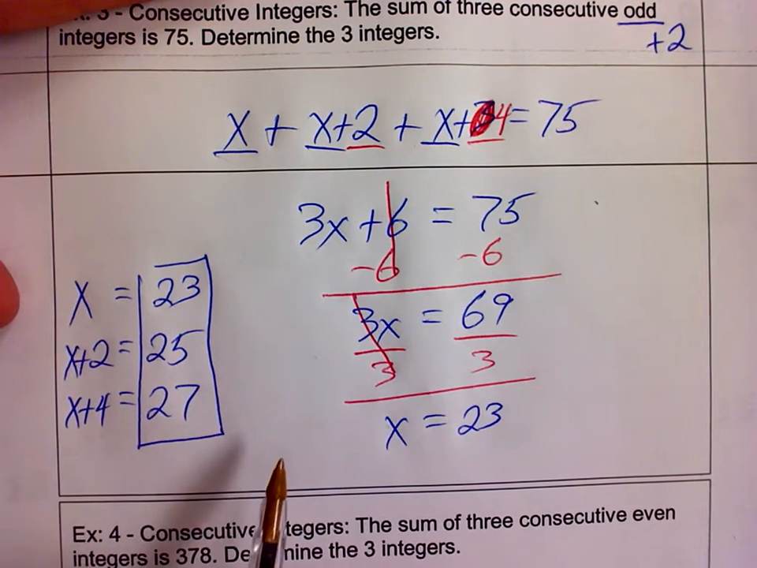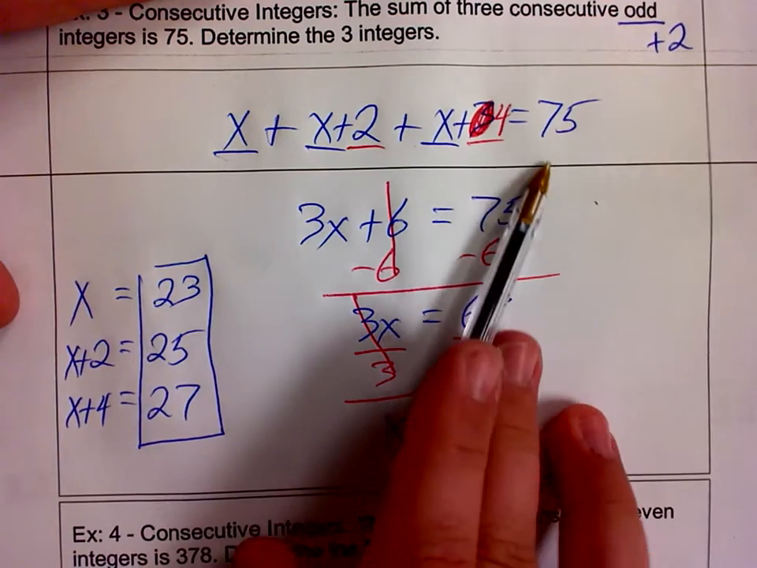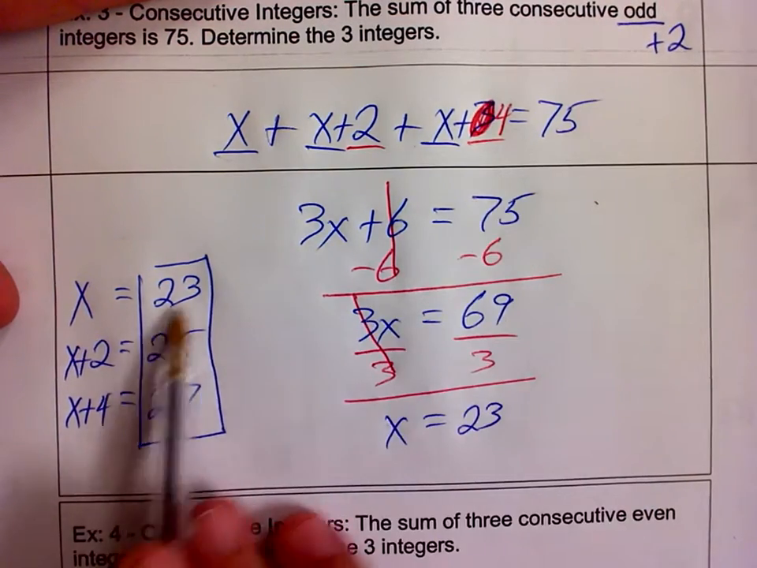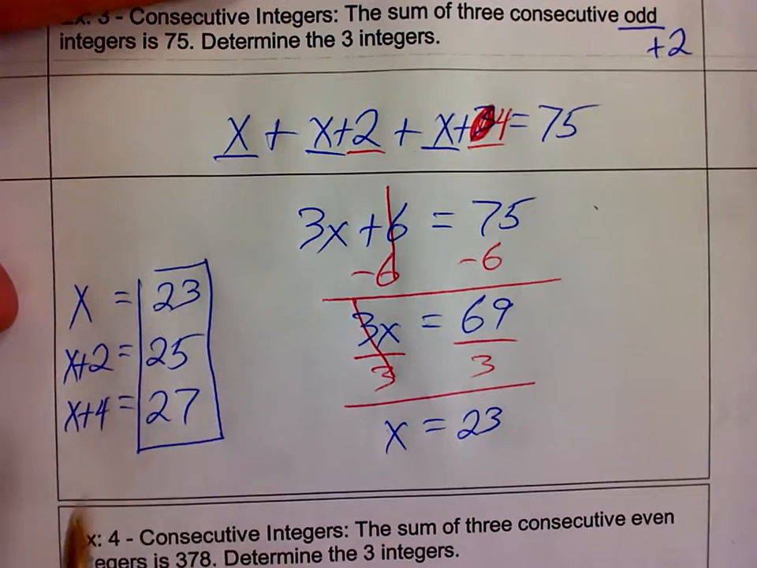But we still arrived at the same answer, and we always check our work by adding all 3 of these together to make sure not only do we end up with 75, but to make sure that it's still staying true to what it says up here, 3 consecutive odd integers.